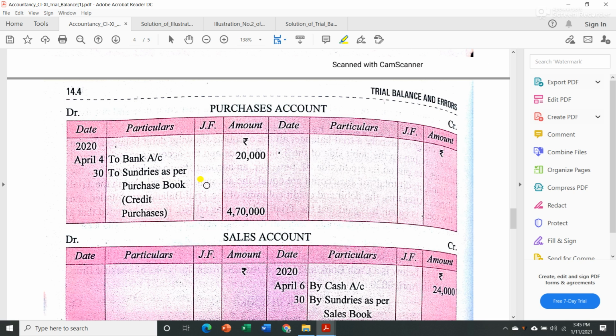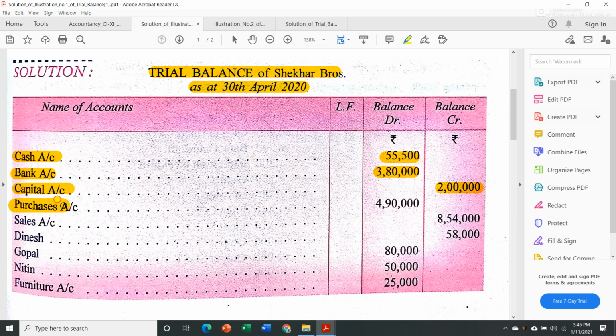Then we have purchases account, since we don't have any amount on the credit side, so what we will do is that we will simply just add these two amounts, that is 4,90,000, and we will write on the debit side because we know that it will give a debit balance. So purchases account debit 4,90,000.